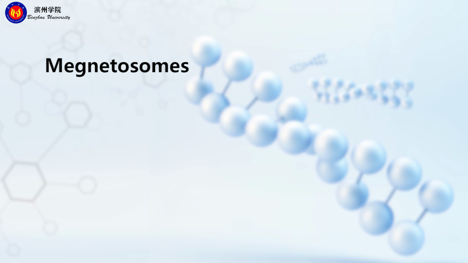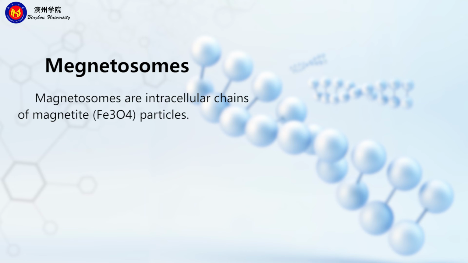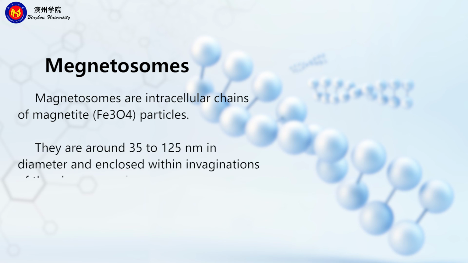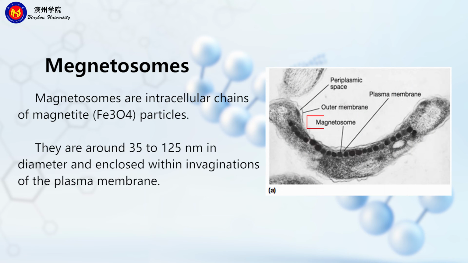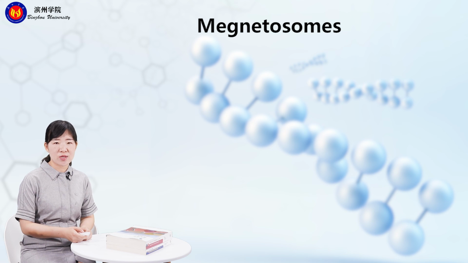Then let's see magnetosomes. Magnetosomes are intracellular chains of magnetite particles. They are around 35 to 125 nanometers in diameter and enclosed within invaginations of the plasma membrane. You can see the magnetosomes in the picture. Each iron particle is a tiny magnet. Magnetosomes are very interesting.